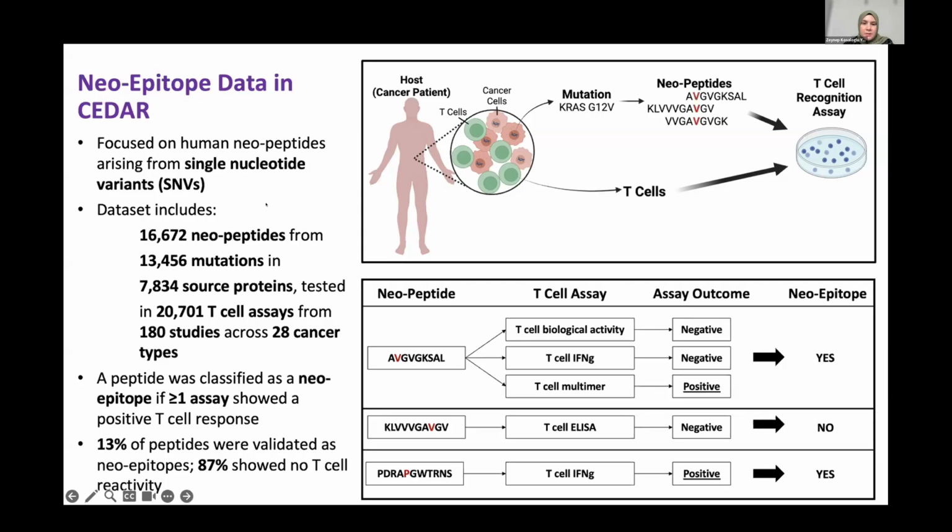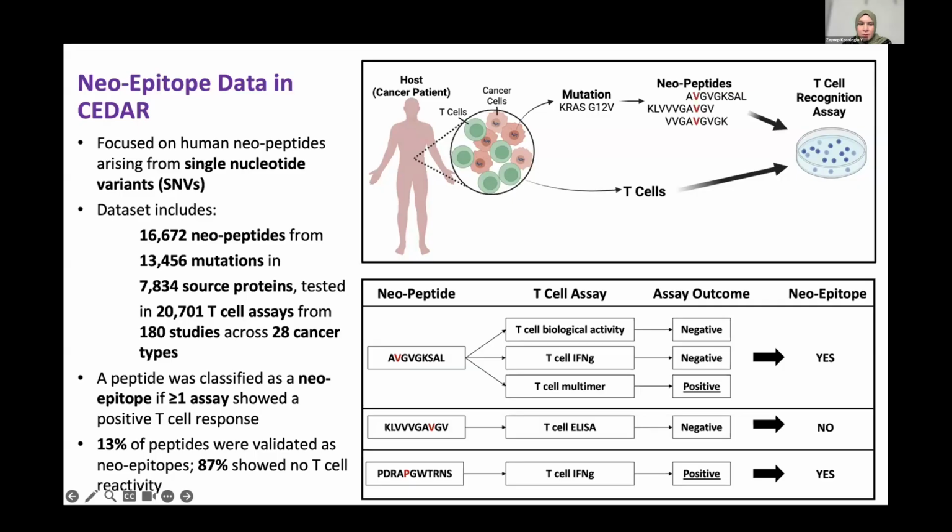So, for example, I've highlighted this here. This peptide was tested in 3 different assays. 2 had negative outcomes and 1 had a positive outcome. And for our study, we considered this peptide to be a positive neoepitope when there was only 1 positive outcome. So if there's only negative outcomes, we don't call it a neoepitope, we say these are the negatives. And even if there's only 1 positive outcome, that's enough to say it's a positive neoepitope.